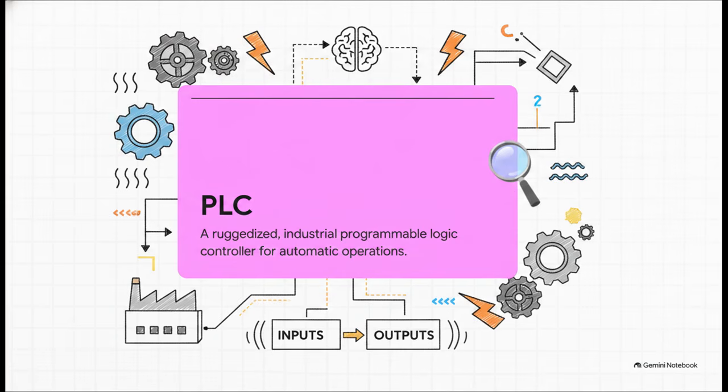They act as the localized brains of the factory floor, processing inputs and triggering outputs using logic-based programming. And the very best part is their incredible flexibility. You don't have to physically rewire the machine for a new task. You literally just update the code.